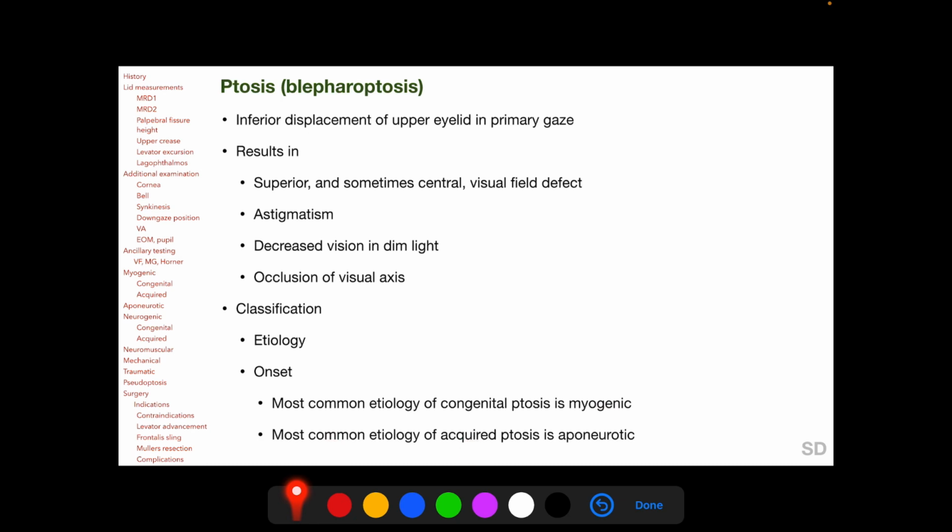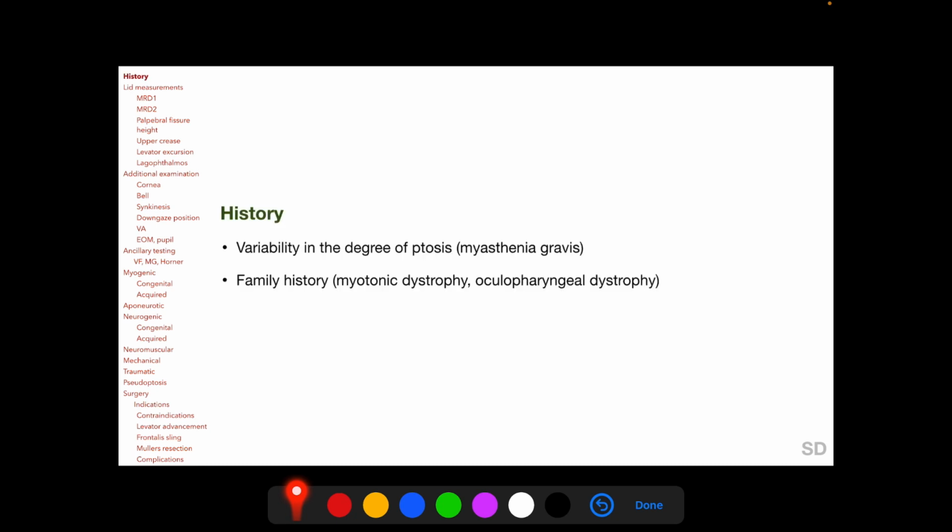being most commonly aponeurotic. We begin the evaluation of a patient with ptosis by inquiring about variability in the degree of ptosis, which is found in myasthenia gravis, and also inquire about family history of ptosis because there are certain hereditary disease entities such as myotonic dystrophy and oculopharyngeal dystrophy in which ptosis is also found.